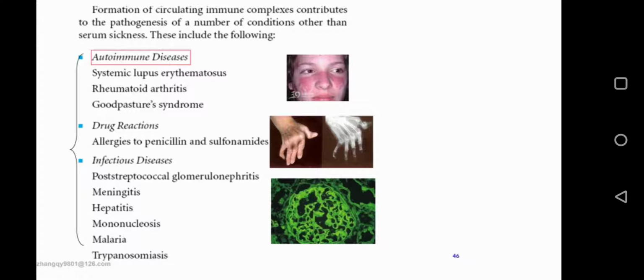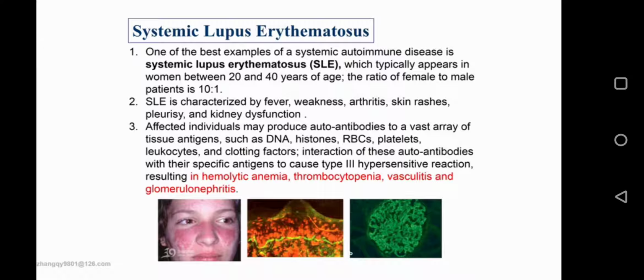Other diseases are autoimmune diseases, like SLE and rheumatoid arthritis, and some are drug reactions. I have mentioned penicillin, and some are infectious diseases. These also come from circulating immune complex. So for type 3, you should know that most diseases are caused by immune complex. And now we go to two diseases.